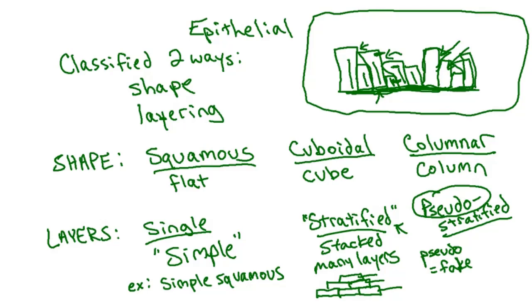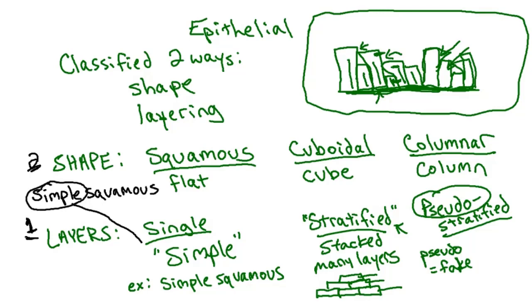So when you classify these epithelial tissues, you would say the layer type first, and then the shape. So you would say something like simple squamous. See, the simple comes from the layers right here, and then the squamous comes from the shape. So you say the number of layers first, and then the shape. So you would say a simple squamous tissue.